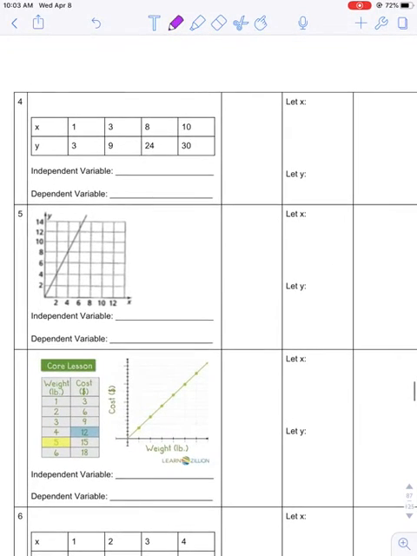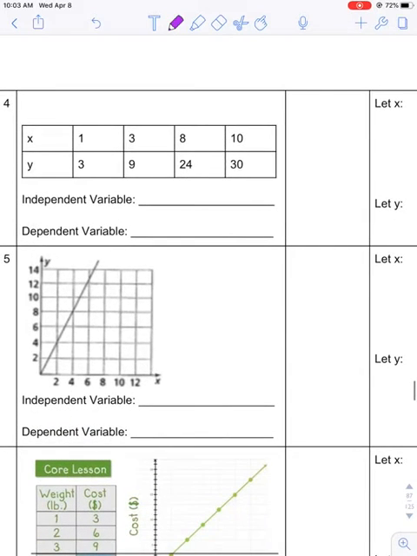All right. Pause the video, try number 4. Unpause when you're ready to go over it. Okay, hopefully you're ready to go over it.